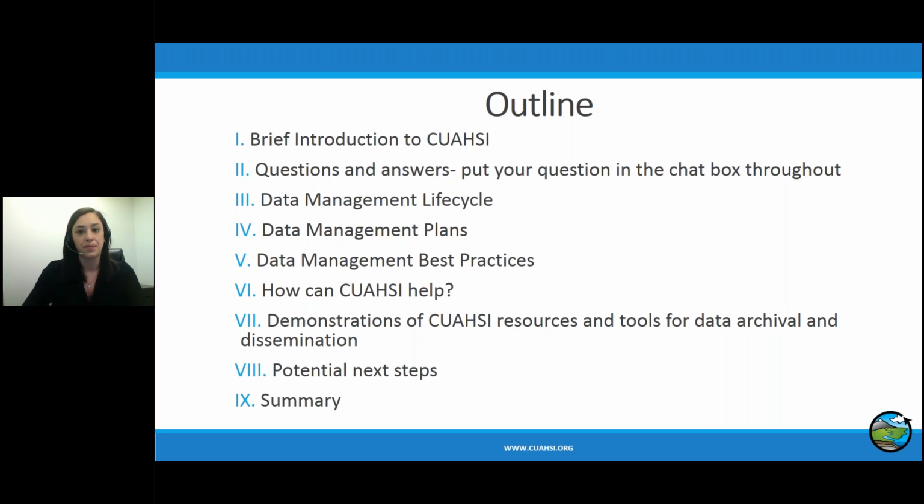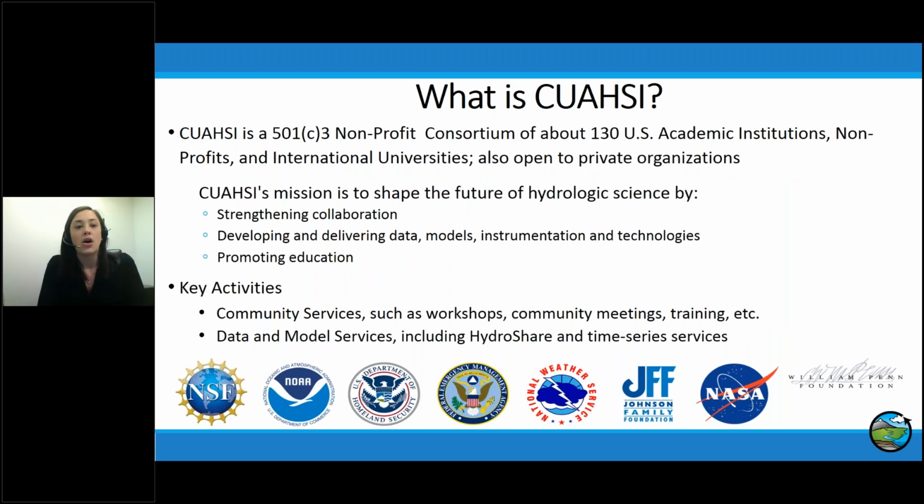So first off, what is Quazi? Who are we? We're a nonprofit consortium. We have about 130 members, and these members include U.S. academic institutions, nonprofits. We have some international university affiliates as well, and we're also open to private organizations. So our main mission, and this is our newest mission, is to shape the future of hydrologic science.